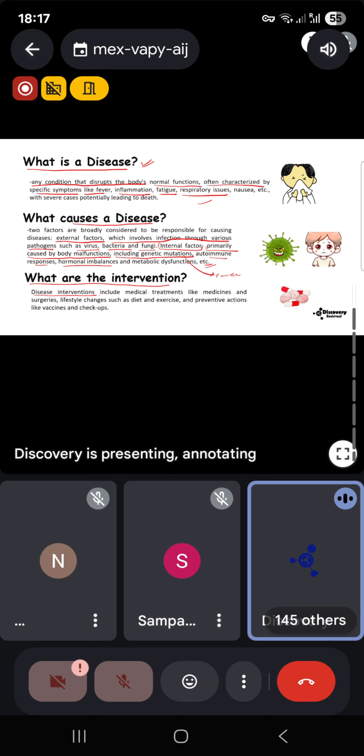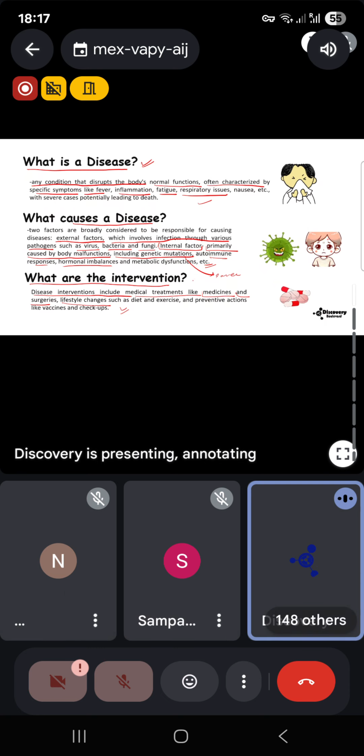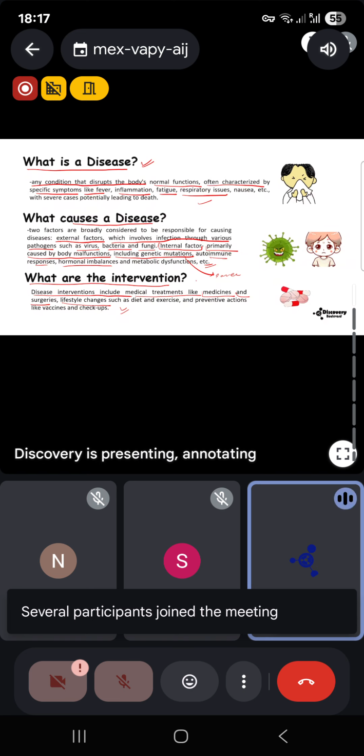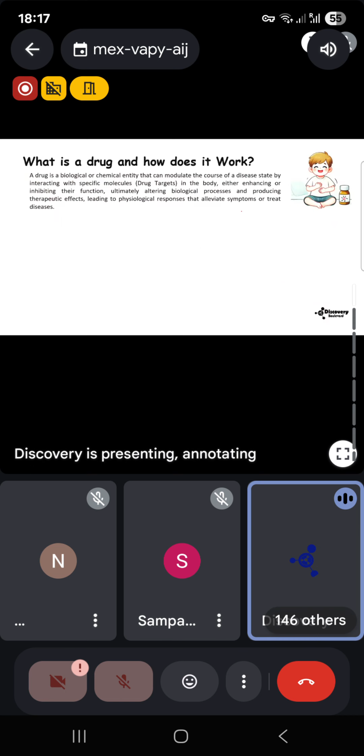Disease interventions include medical treatments like taking medicines, and sometimes you have to go for surgeries, or lifestyle changes, etc. But most of the time when we are having an illness, or when you are getting sick, you take medicines in the form of drug molecules, in the form of drugs. So let's see what a drug is and how they work.